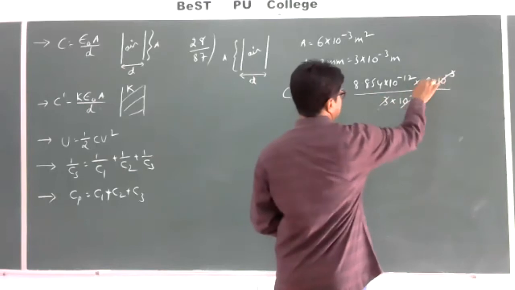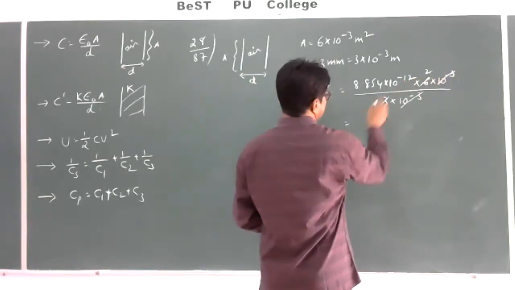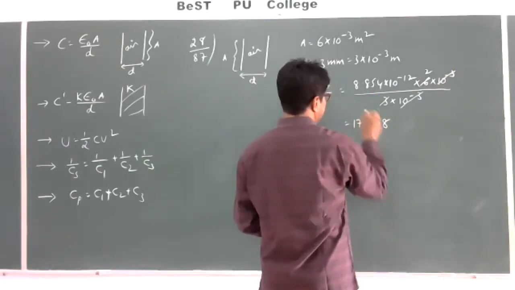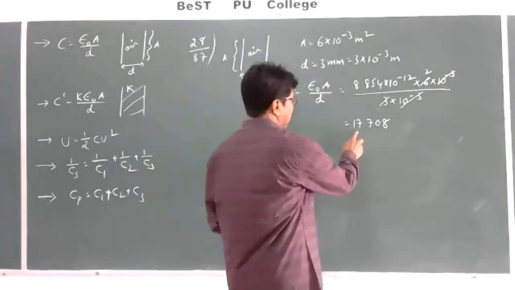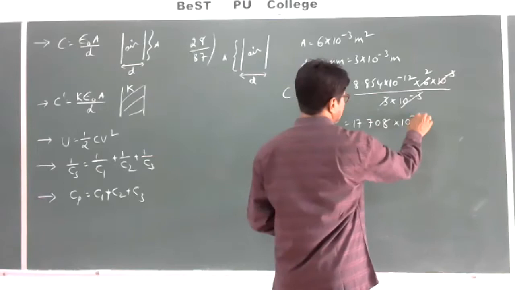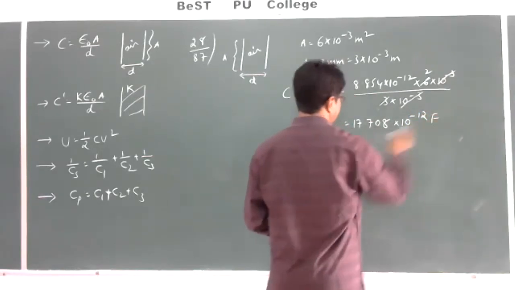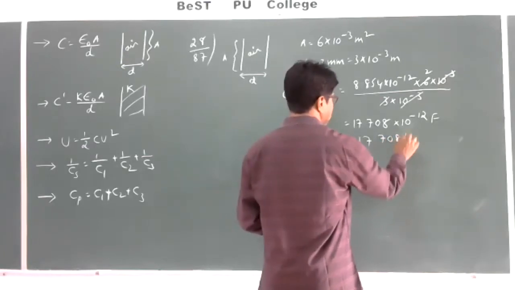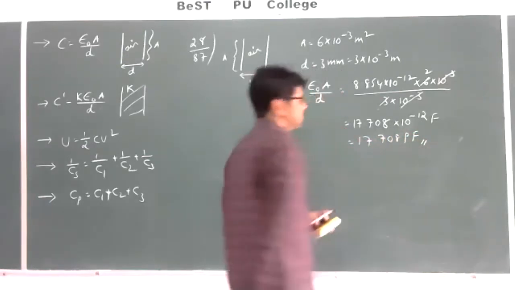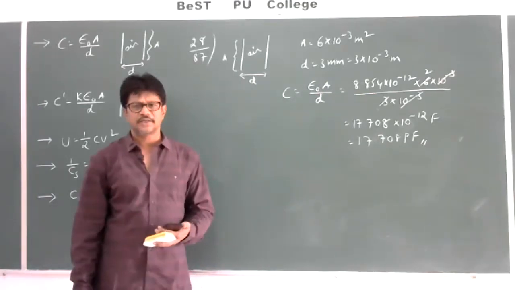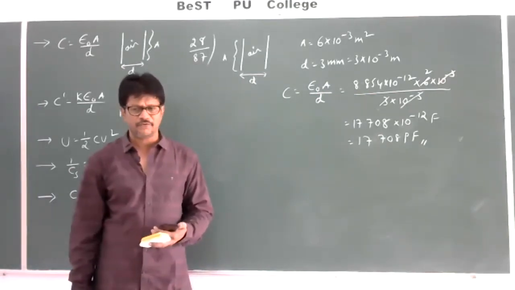3 ones are 3, 3 twos are 6, which gives 8.854 times 2, that is 17.708. So 17.708 into 10 to the power of minus 12 farad, which is equal to 17.708 picofarad.